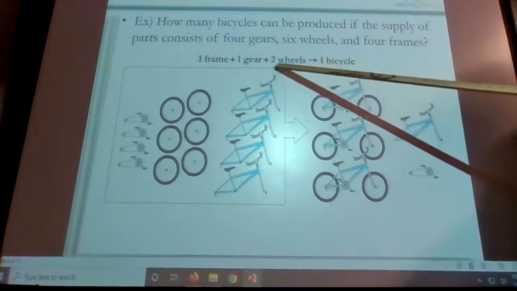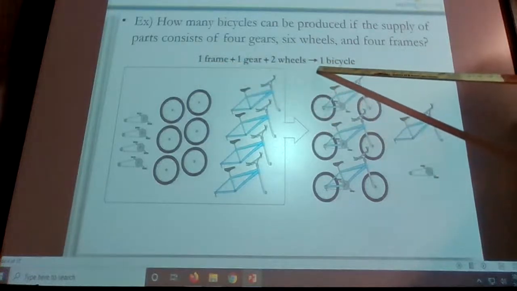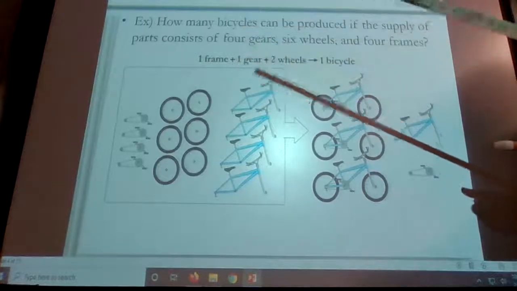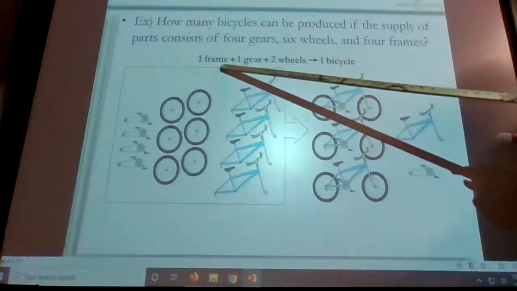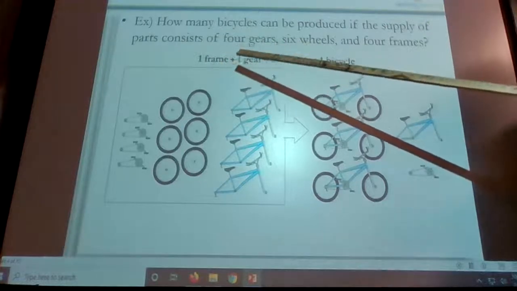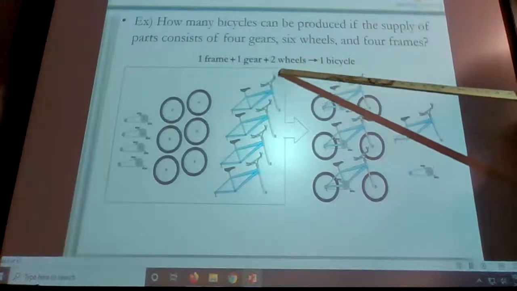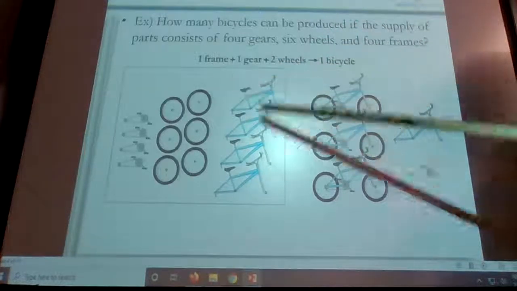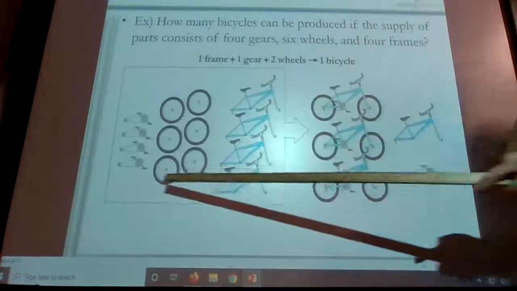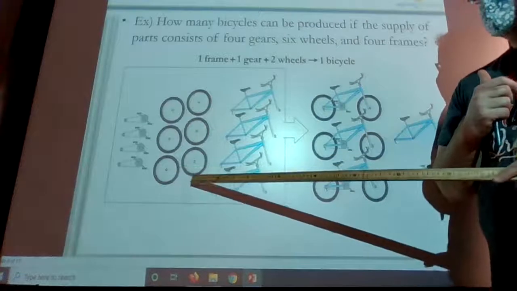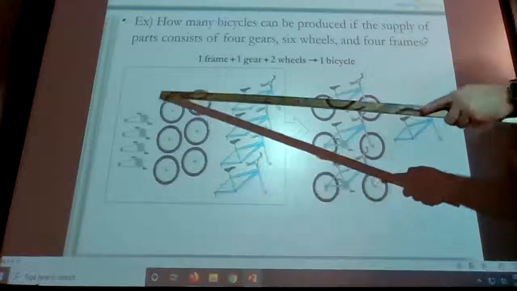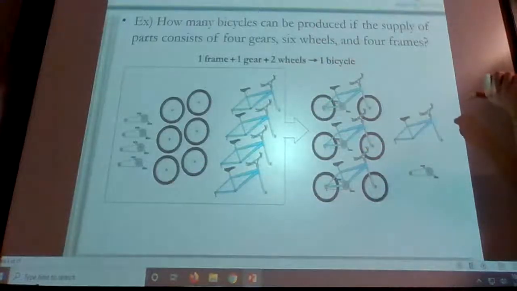And so each of these numbers is like my coefficient in my balanced chemical equation. Each of these things is like a chemical. So like a frame would be H2O. A gear would be CO2. Each of these is kind of like a chemical in a chemical reaction, and the numbers are like your coefficients. So if I have 4 frames, 6 tires, and 4 gears, how many bicycles can I make?